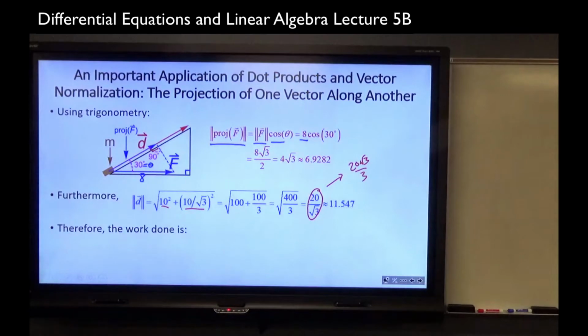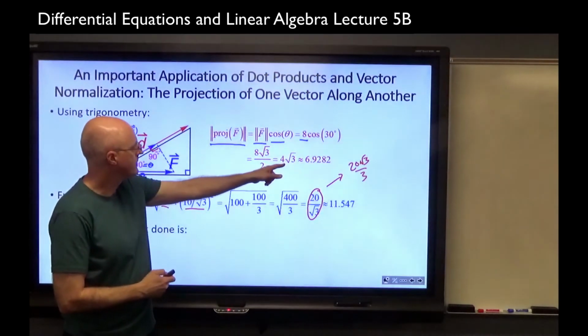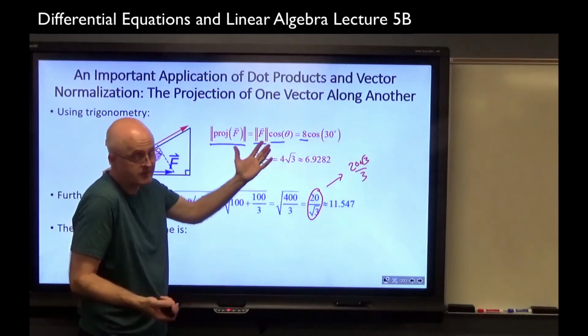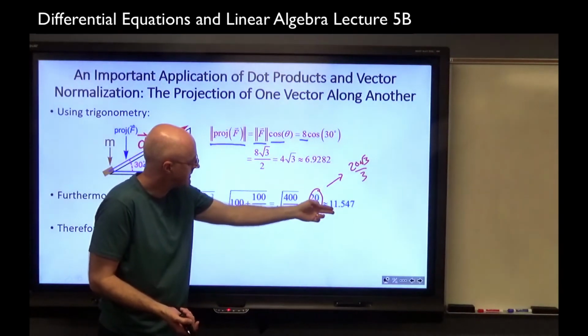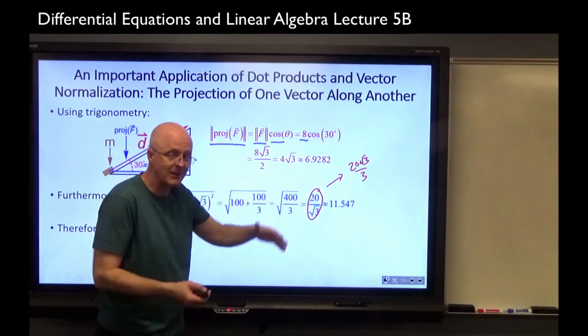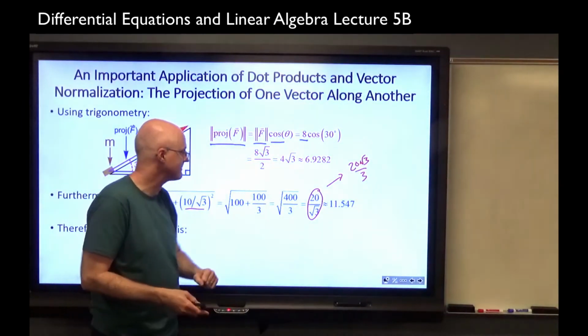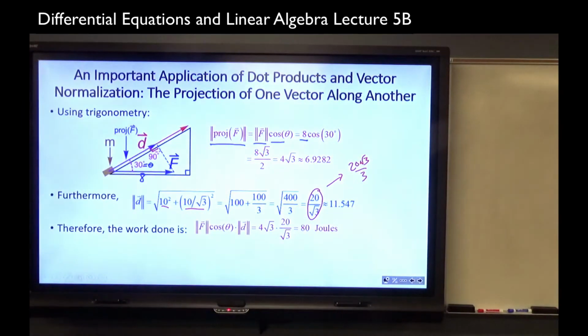These are both equal to each other, just different forms of the same number. Therefore, the work done is the product of these two things. 4 root 3 times 20 over root 3. The root 3's will cancel and leave you with 80. It's about 6.9282 times 11.547. If you multiply those numbers, you won't get exactly 80 because those are just approximations. But the true answer is 80, and the units are joules.